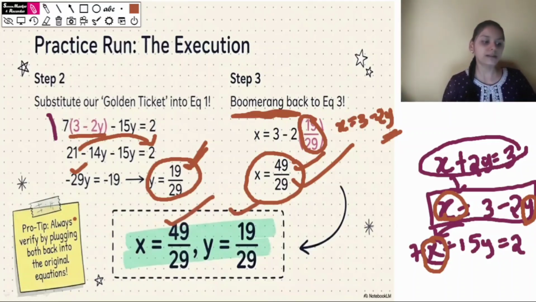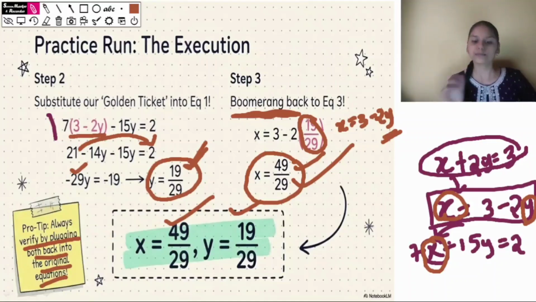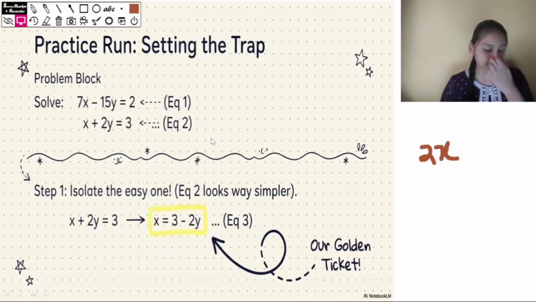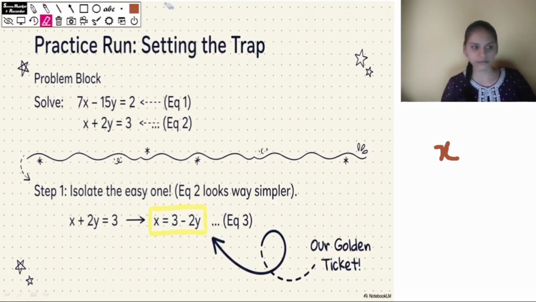The tip is to always verify by plugging both values back into the original equations. Whatever original equation you have, x plus 2y is equal to 3. Substitute this and then solve. Let me help you with this. What was my equation? Just a minute, I forgot the equation. Oh, I have written it wrong. x plus 2y is equal to 3, right?